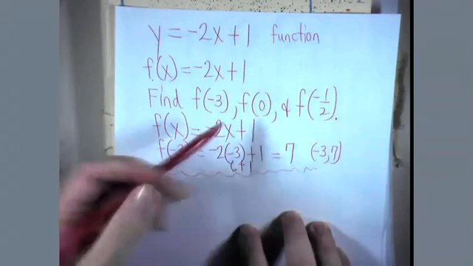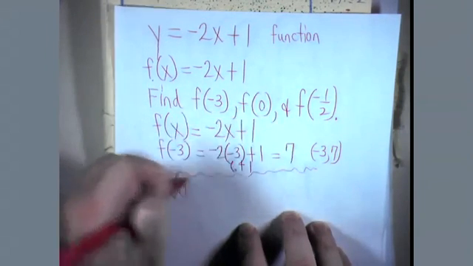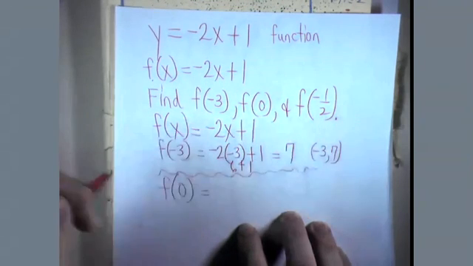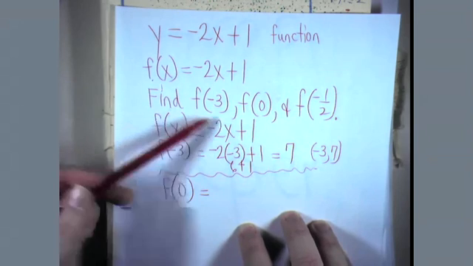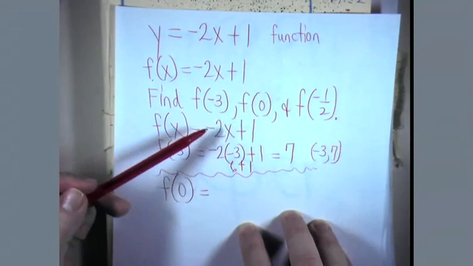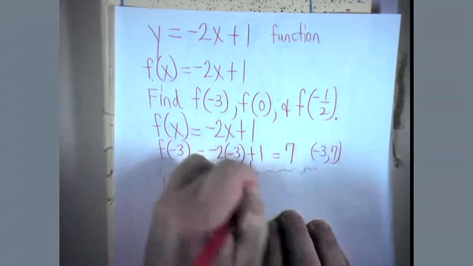All right, let's find the next value, f of 0. So that means in your given function, everywhere you see an x, replace it with the number 0. So we have -2 times 0 plus 1.